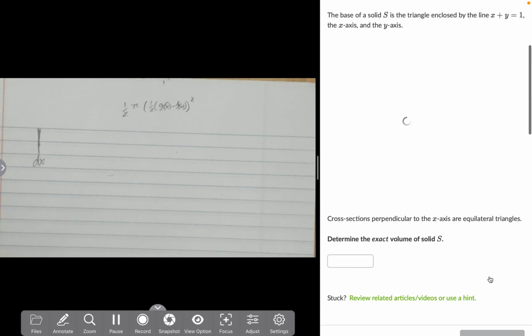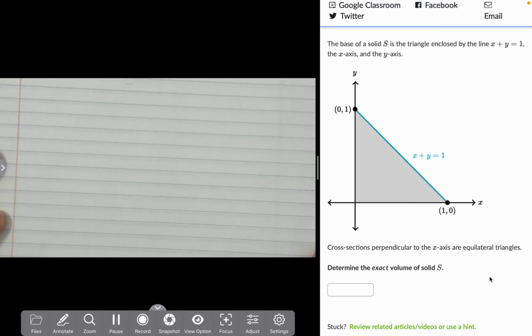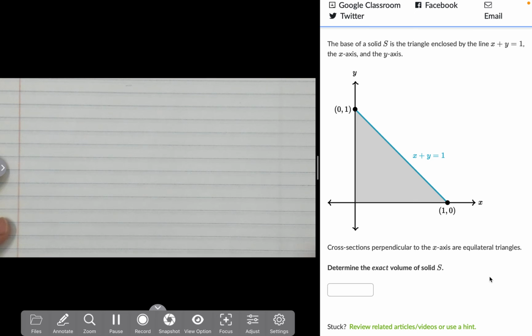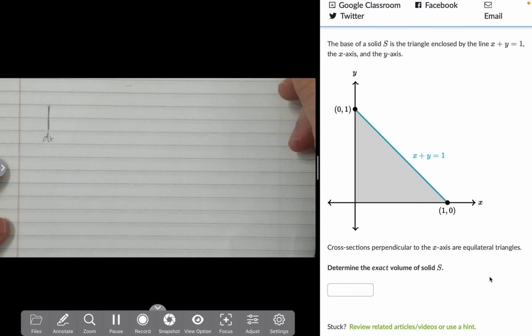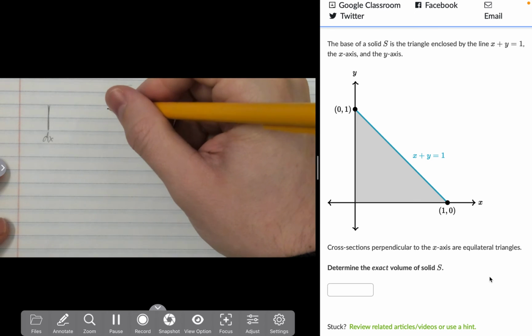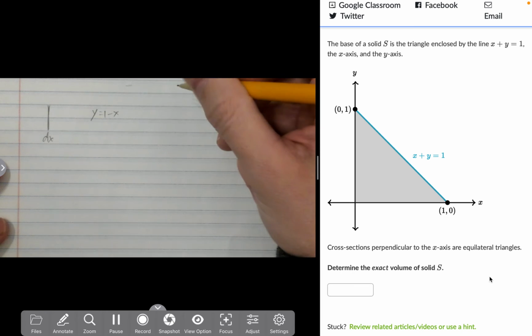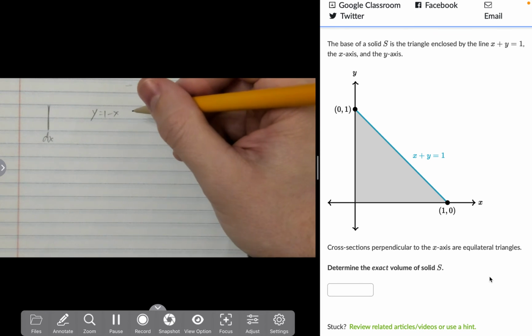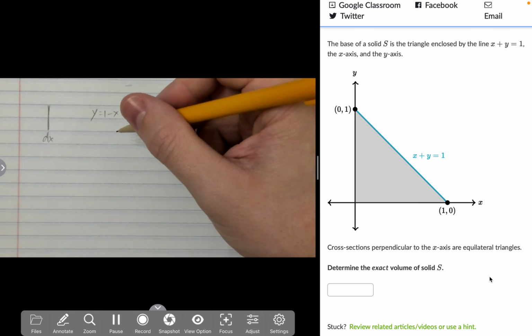All right, 2 more. Up next, we've got cross sections perpendicular to the x-axis that are equilateral triangles. So once again, I've got a dx integral, and that means I need to solve that equation for y. It'll be 1 minus x. Remember that 1 minus x this time is just going to be compared to 0, aka the x-axis. There's not actually 2 functions here.